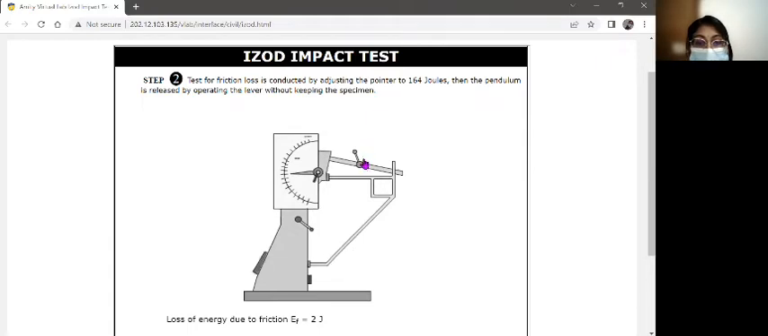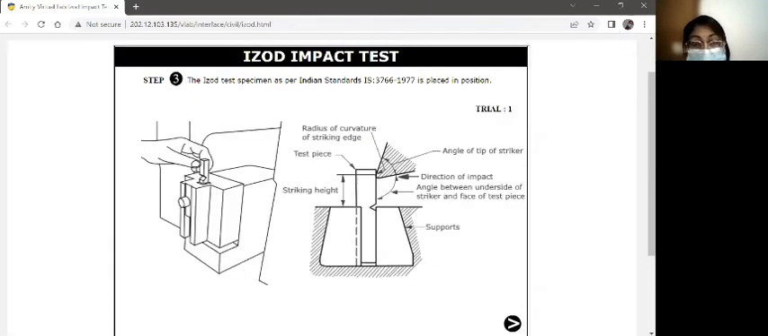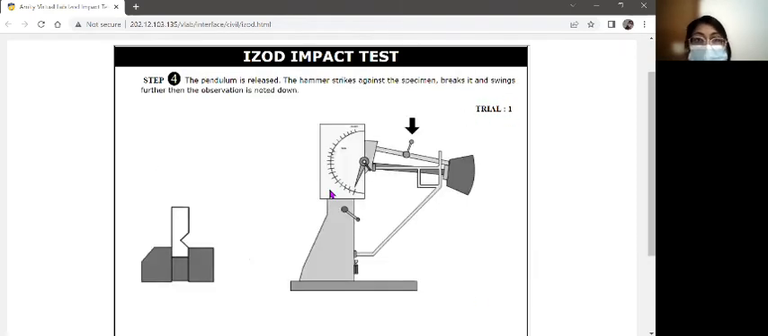The loss of energy due to friction, EF, equals 2 joules. And step 3: the Izod test specimen, as per Indian Standard IS 3766:1977, is placed in position. We're going to do trial 1. The pendulum is released. The hammer strikes the specimen, breaks it, and swings further, then the observation is noted down.